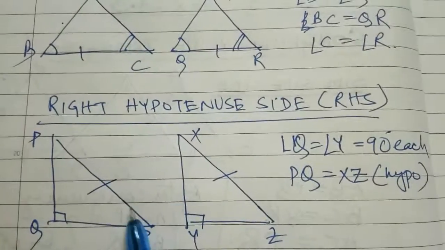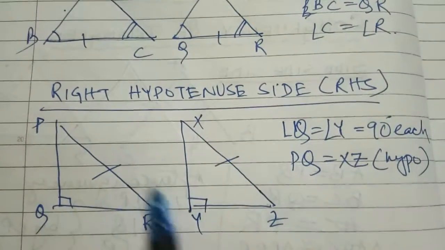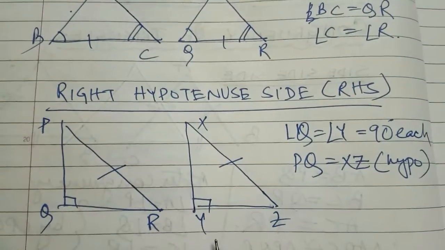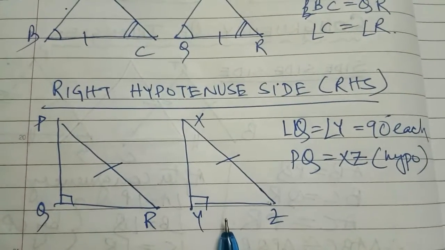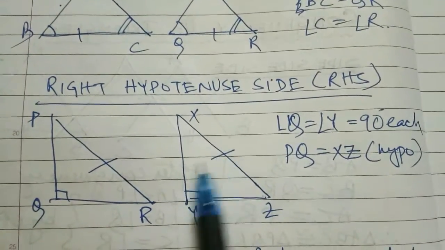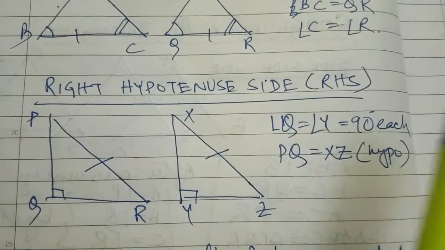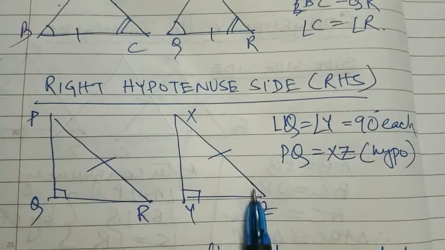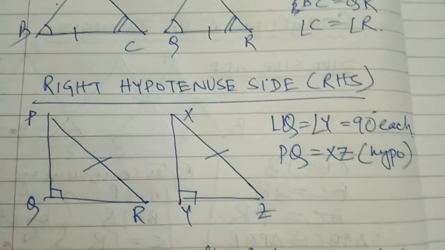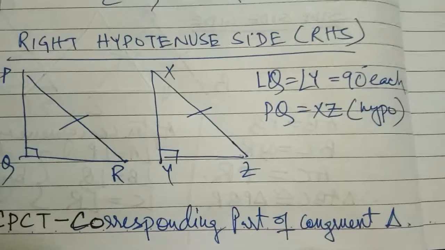Now if you are asked whether PQ is equal to XY, you will write down yes, they are equal by CPCT. How? We have to prove the two triangles congruent, then only do we go by the RHS rule, that is the congruency. Then you can write that both these sides are equal, this side also equal, and this angle is also equal, only by CPCT. CPCT full form is corresponding parts of congruent triangles are equal.